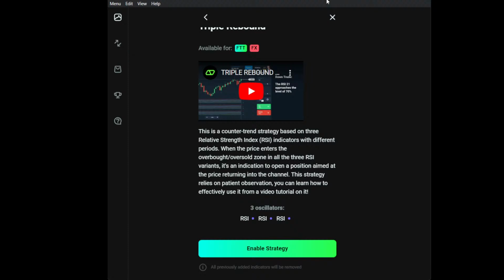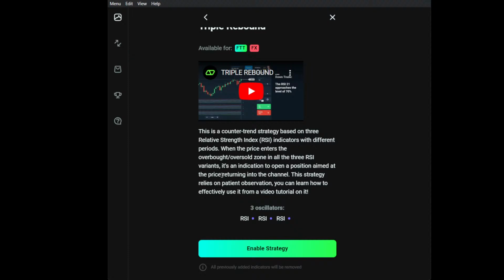Okay, so the triple rebound strategy is a counter trend strategy based on 3 RSIs with different periods. When the price enters the overbought or the oversold zone in all 3 RSI variants, it's an indication to open a position aimed at the price returning into the channel. This strategy relies on patient observation, and you can learn how to effectively use it in the video.